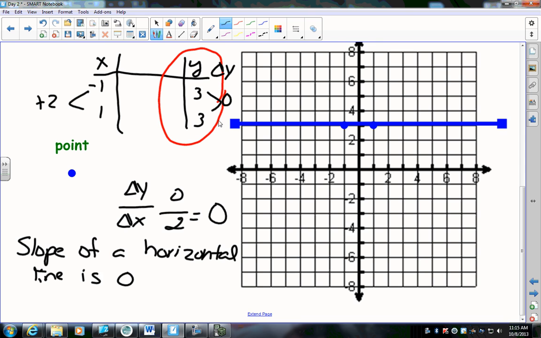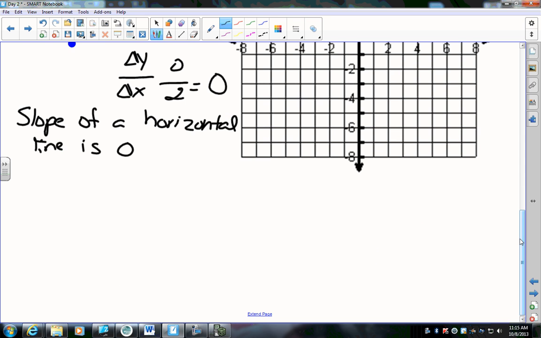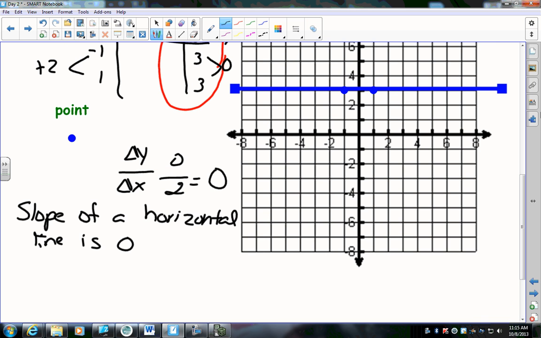Now, when you go to write the equation of this, you can still start with y equals mx plus b. Y equals, m is the slope. The slope is 0 times x, and what's the y-intercept? Right there, it crosses at 3. Now, what is anything times 0? This goes away. My equation is y equals 3.